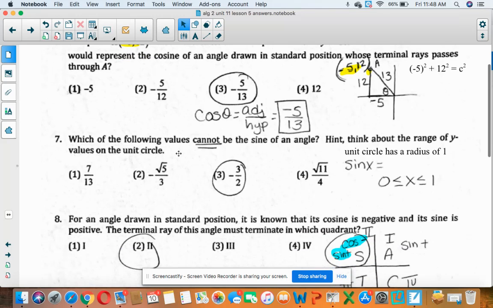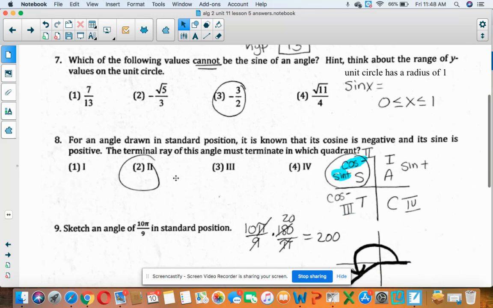Which of the following values cannot be the sine of the angle? Think about the range of the y values on the unit circle. So the unit circle has a radius of 1. So the sine needs to be a value between negative 1 and 1. So sine will never ever be negative 3/2.